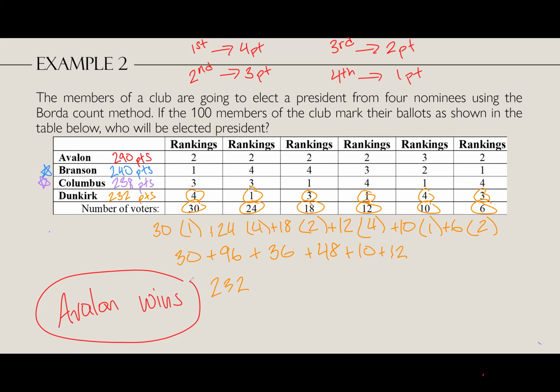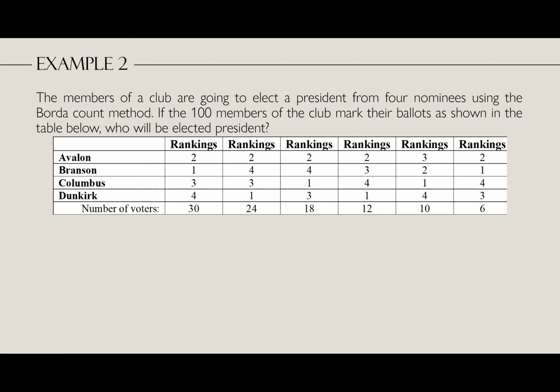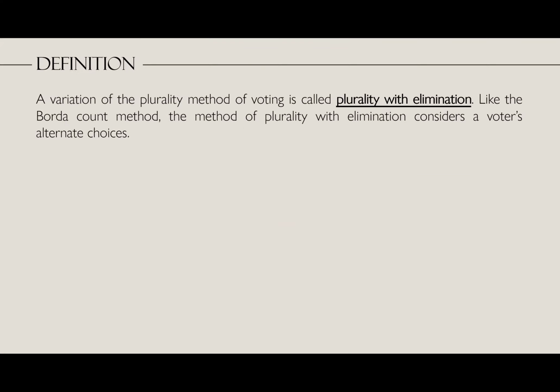All right, so we talked about the Borda counting method. We have plurality, we have Borda counting method. We're going to talk about one more method. So the last method we're going to talk about is plurality with elimination. This is going to be a compromise between the two. It's a mix between plurality and the Borda counting method. So this is going to also consider your second choice, third choice, and so on.